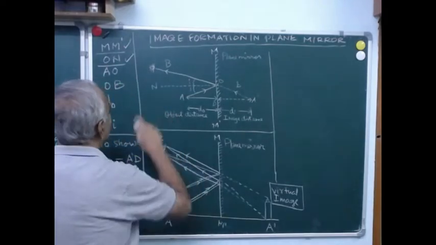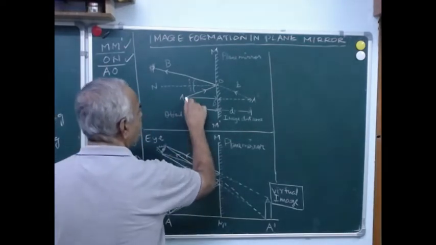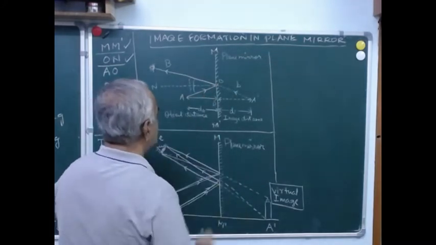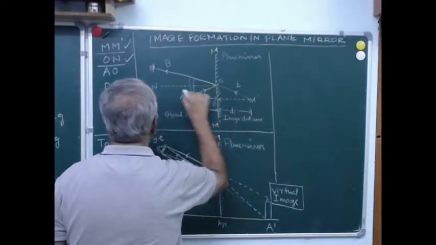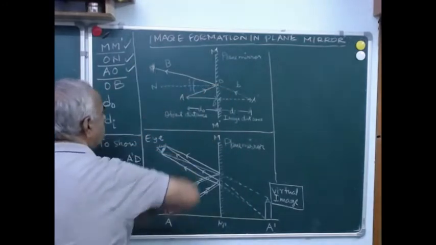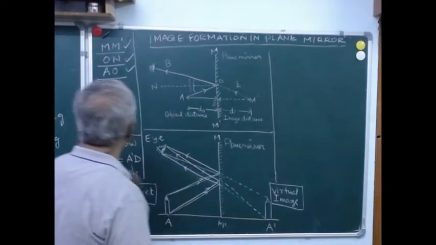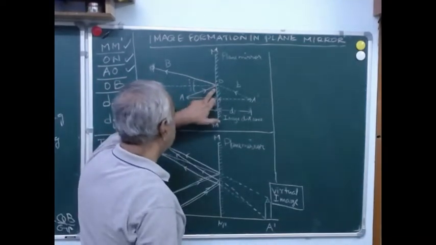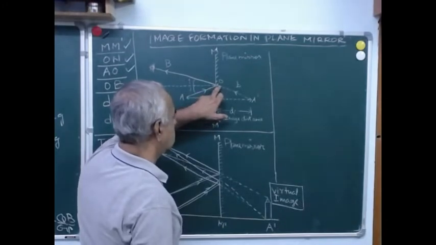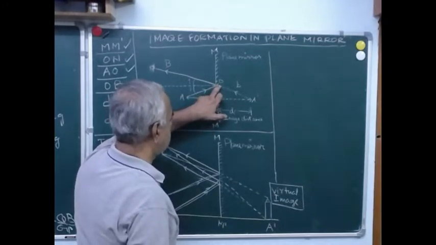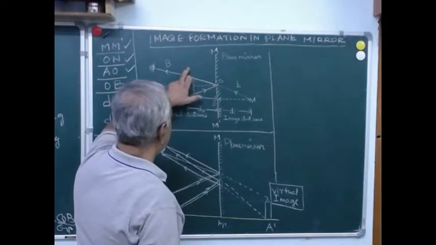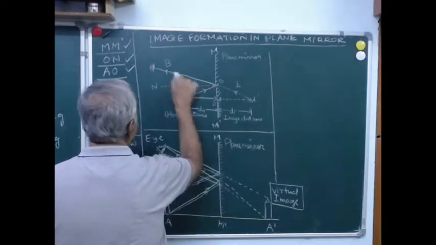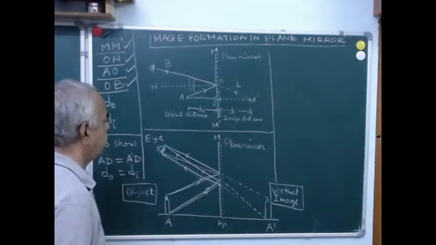And then you have OA, that is AO. That is the incident ray. So AO is the incident ray. Then you have OB. After falling on the glossy surface or the surface of the mirror, it gets reflected, and that reflected ray is OB.